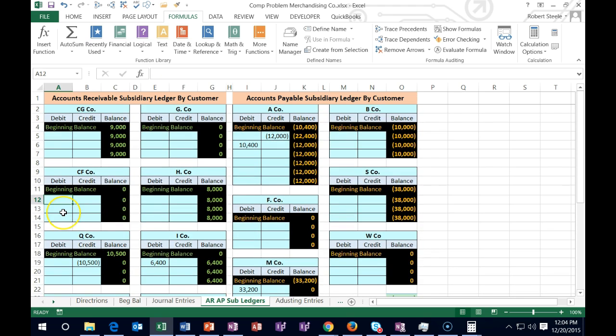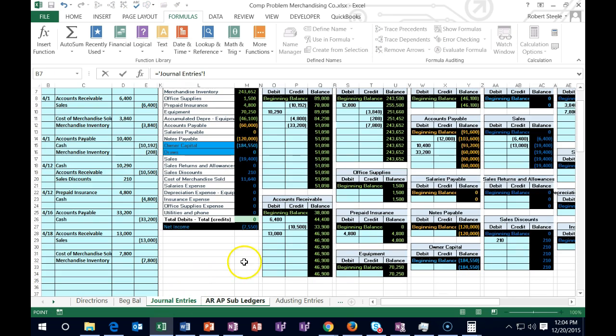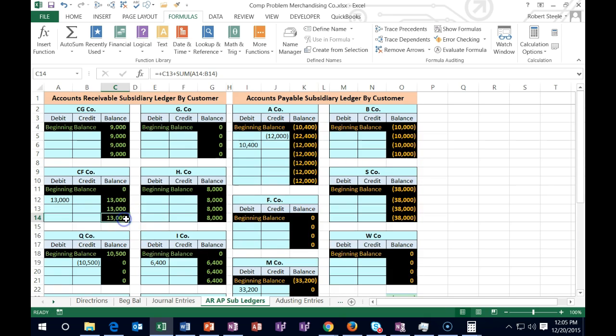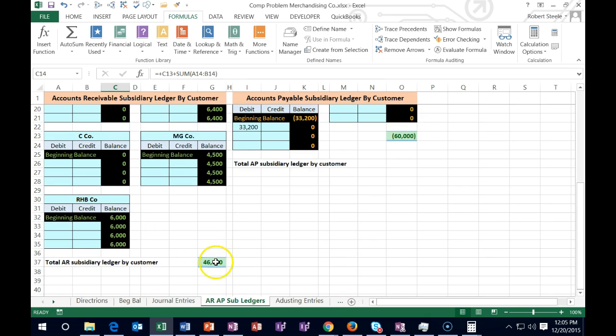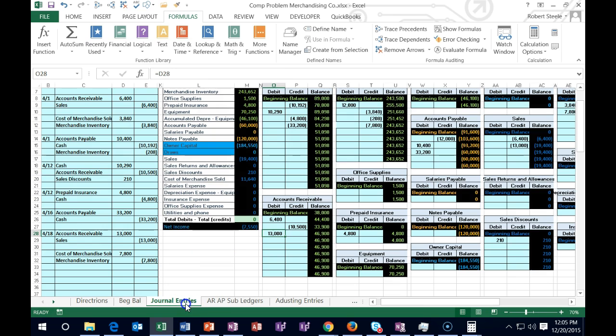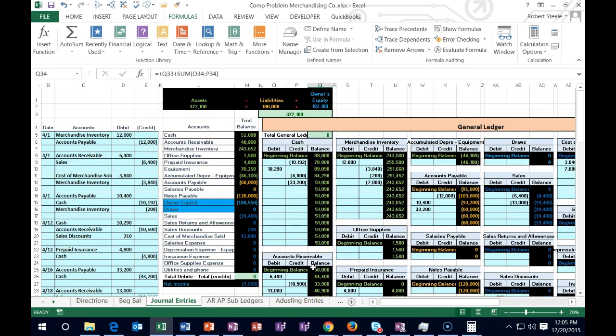They owe us more money. We're going to say equals, and then come back over to the journal entry and point to that 13 and enter. So now this company owes us more money. If we add up all the companies that owe us money, it adds up to 46.9. That should tie out to the 46.9 on the general ledger, which should also tie out to the amount on the trial balance.